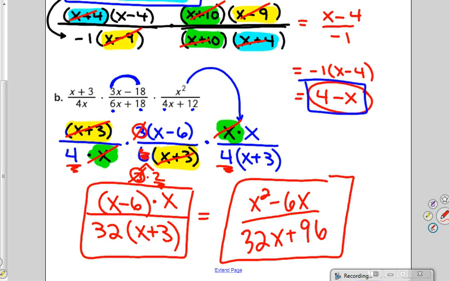Sound good? Nothing else can cancel. Don't be tempted to cancel any 6 with a 32 or a 96 or that x and that x. Stay away from that stuff. You're looking for entire quantities to match entire quantities or expressions like that. So no good on anything else. We're done with that.